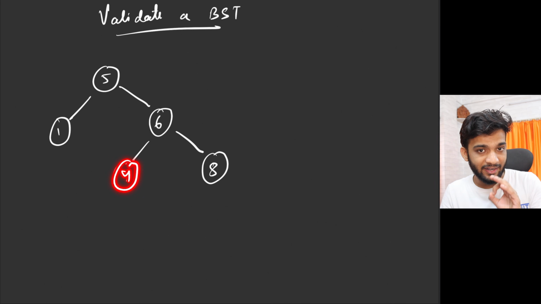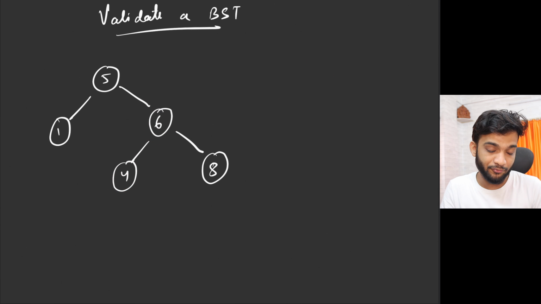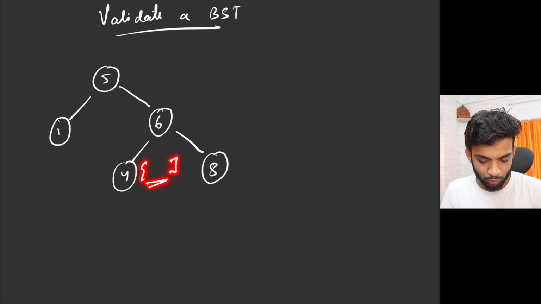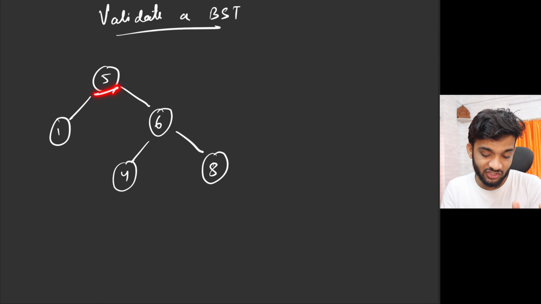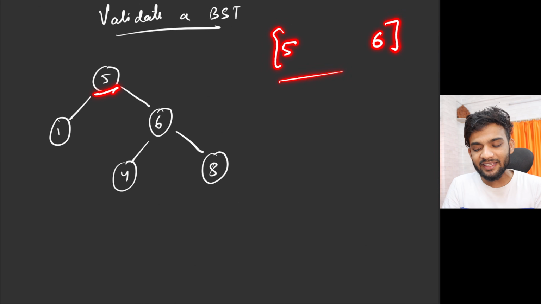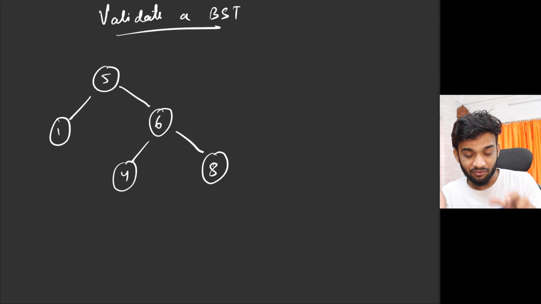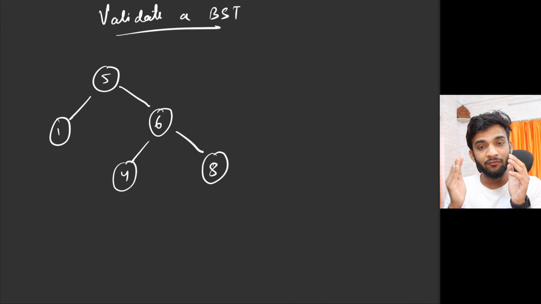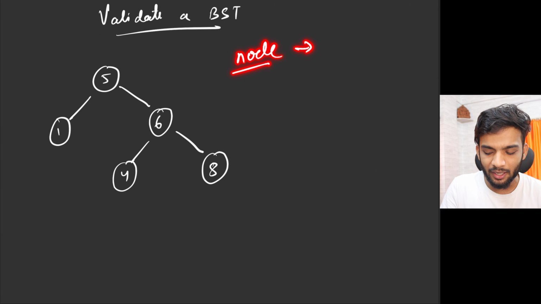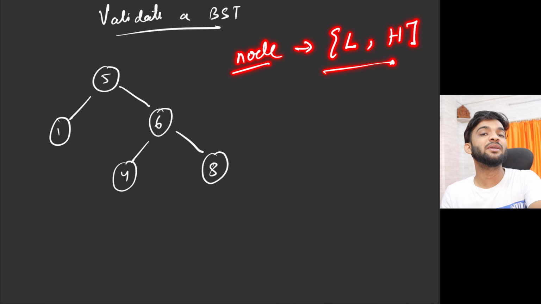For this 4 to be a valid node, it has to be lesser than 6 and greater than 5. So I can think, if I can provide the range to a particular node, that hey, listen, this is your range, you can only lie between, in this case, 5 and 6. If I can give that node that particular range, and then that node can decide if it's lying in that range or not, I think we will be able to solve this problem, right? So that is the intuition that we will follow. For every node, we will give them a lower range and a higher range, that hey, node, you have to be between this range.